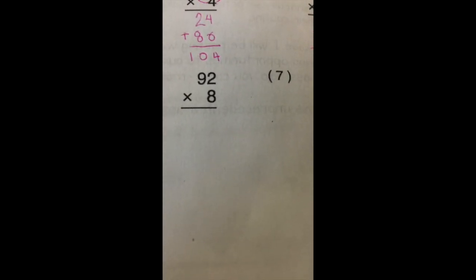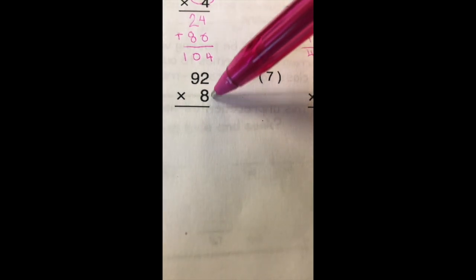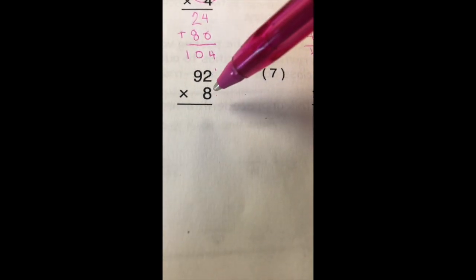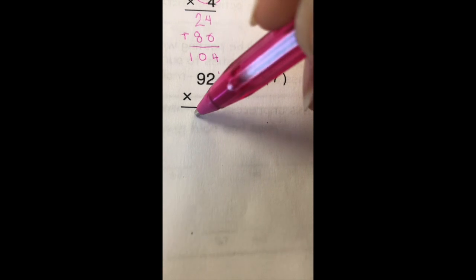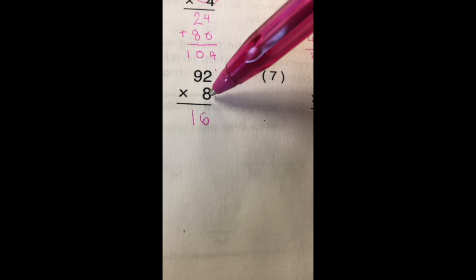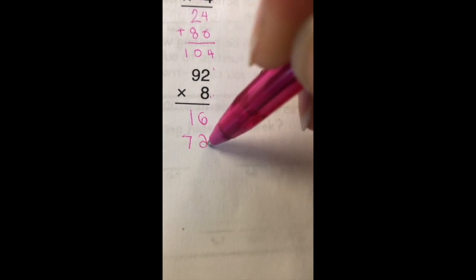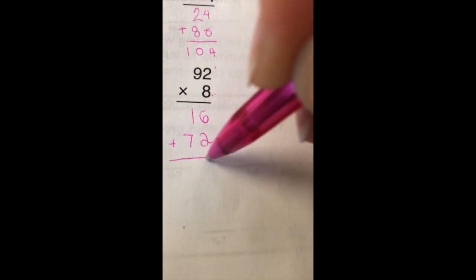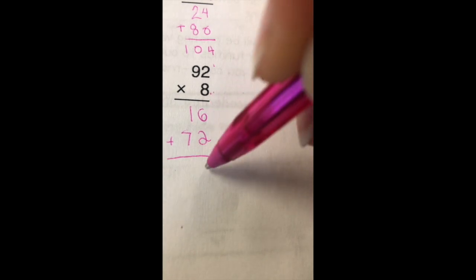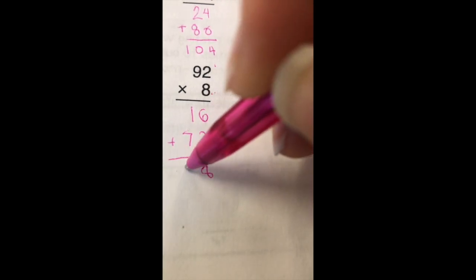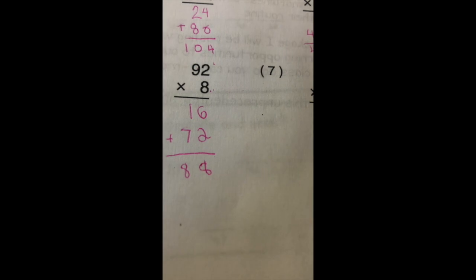Now 92 times 8. So I'm going to start with 8 times 2. I hope you got that it's 16. If not, keep practicing. And then 9 times 8. So 9 times 8 is 72. Okay, and now we're going to add them together. So I'm going to go 6 and 2 is 8. 1 and 7 is 8. Oh, it's 88. Very nice.